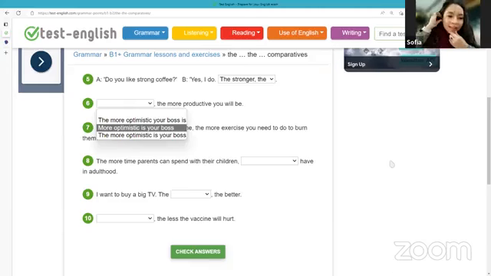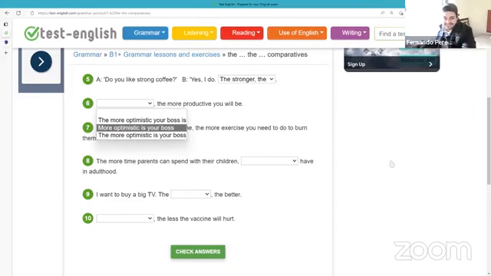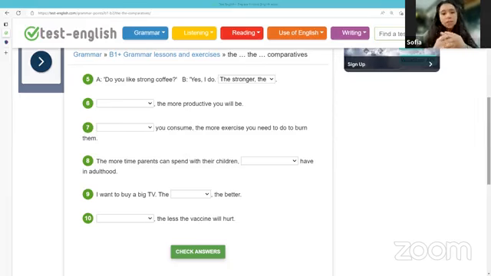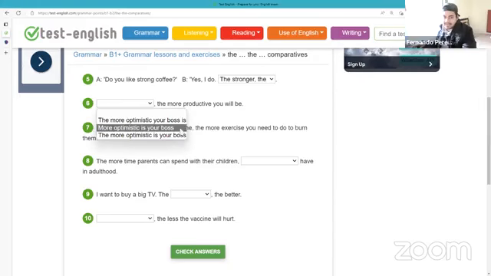Mine is better, I think. The more, the more optimistic your body is. Excellent. Very good. How do you know it's this one and not the last one?